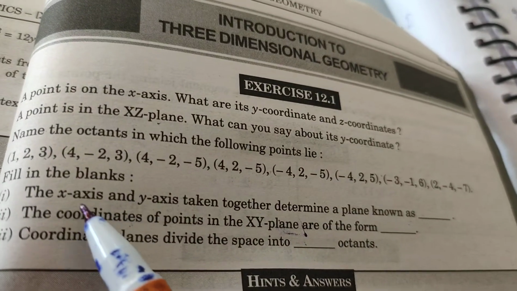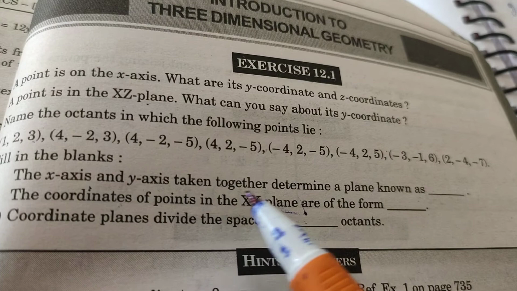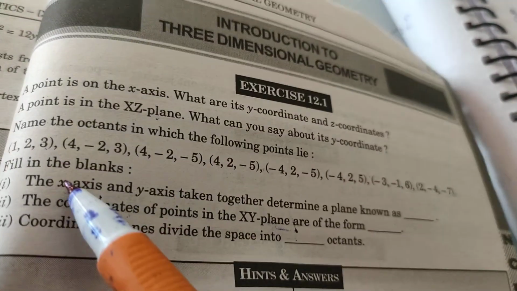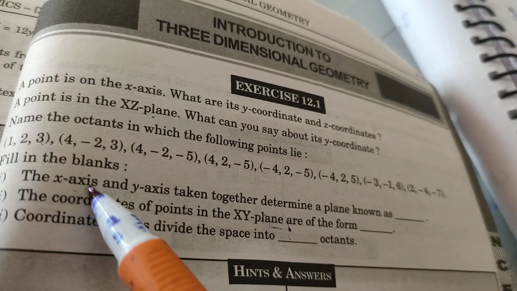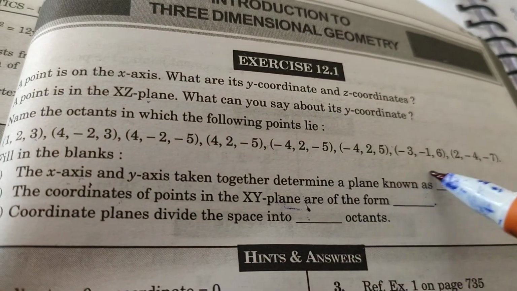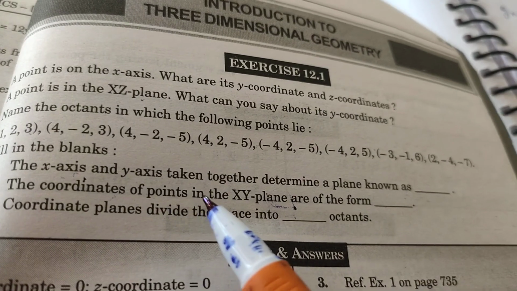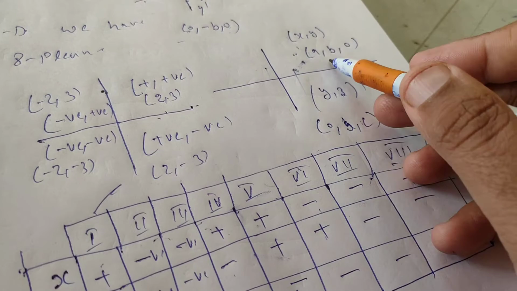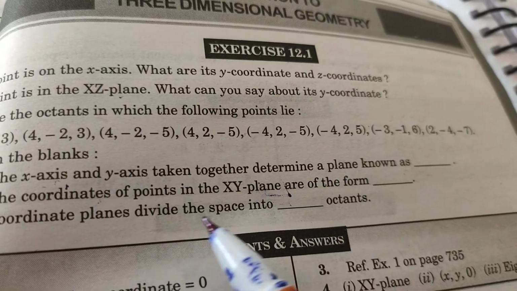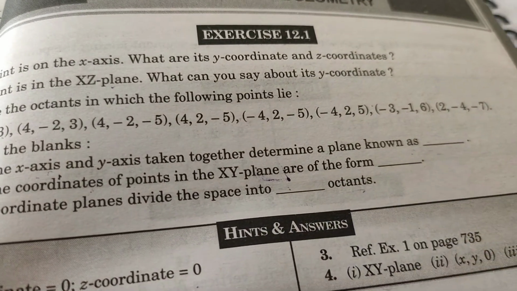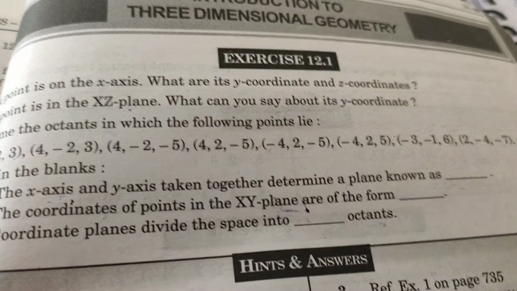Fill in the blanks. The x axis and y axis taken together determine a plane known as the xy plane. The coordinates of a point in the xy plane are of the form (a, b, 0). Coordinate planes divide the space into 8 octants.